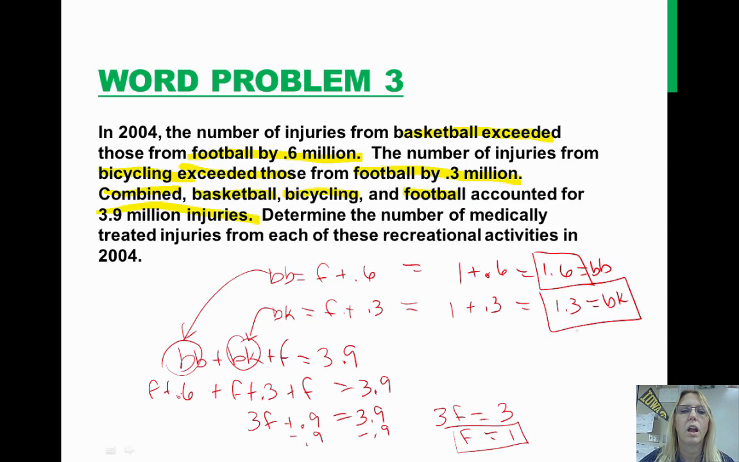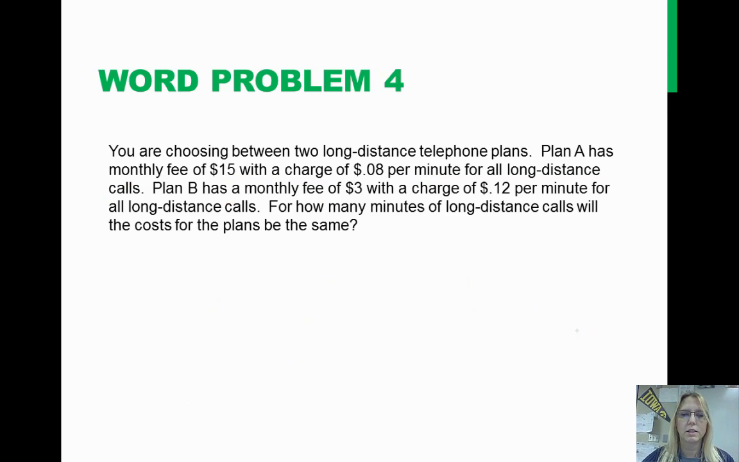Okay, so let's look at our last problem for today. We're choosing between 2 long-distance telephone plans. Plan A has a monthly fee of $15 with a charge of 0.08, and look at that, we have a word per minute. So that means we are attaching that 0.08 to a variable of minutes. Okay, so let's look at Plan B. We have a monthly fee of $3 with a charge of 0.12 per. Looks like minutes is our variable. So let's write this out.